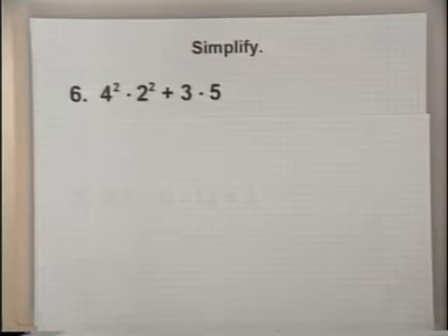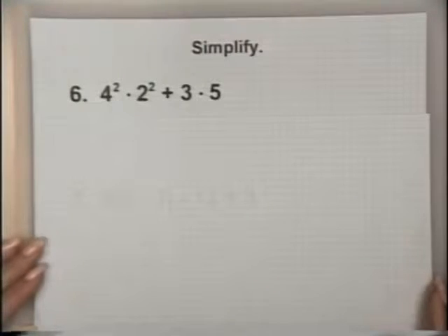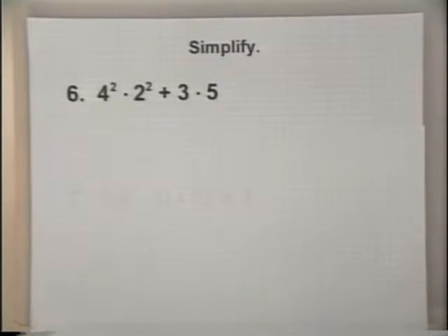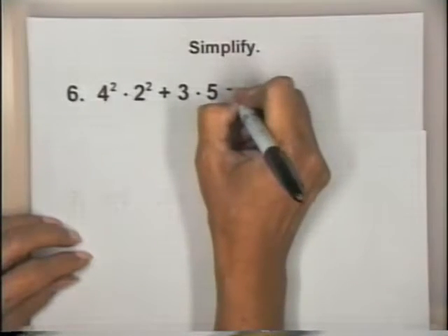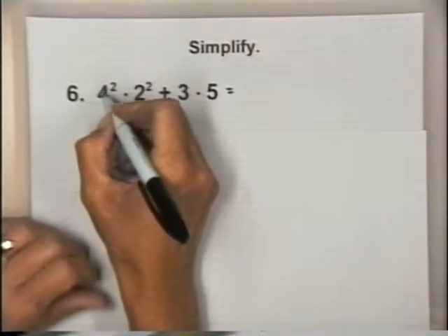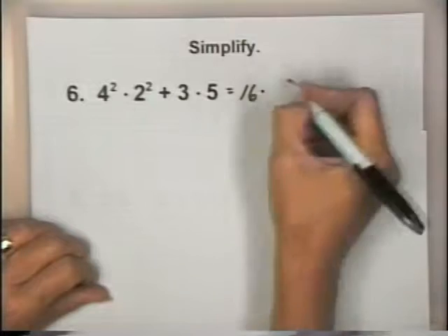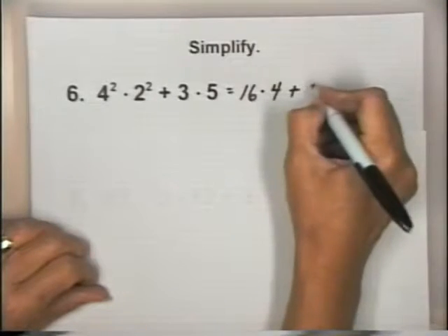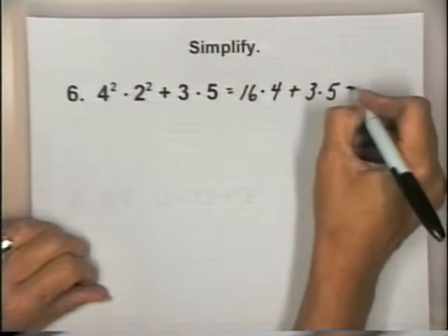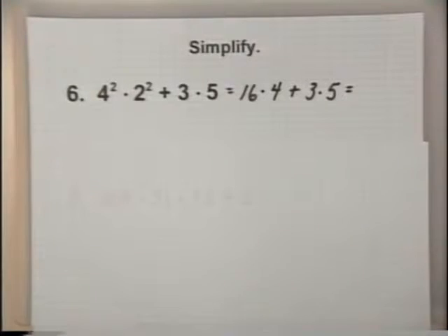Okay, let's look at problem number 6. In problem number 6, we have 4 squared times 2 squared plus 3 times 5. We look for parentheses. We have none. We look for exponents. We have 2 sets. Moving from left to right, 4 squared gives us 16 times 2 squared gives us 4 plus 3 times 5. We've taken care of exponents.